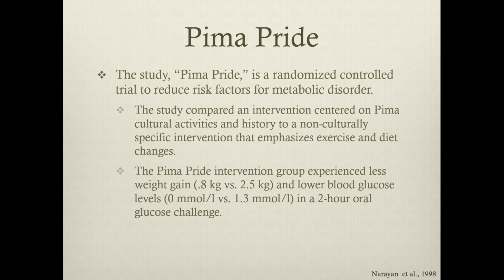And then the results were pretty impressive. They looked at 6 months later and a whole year later, and they found that, especially at the year mark, waist circumference, blood glucose, and blood pressure were significantly better in the group that did the Pima Pride group. So the recommendation was that a cultural and informal intervention with this community is more effective.